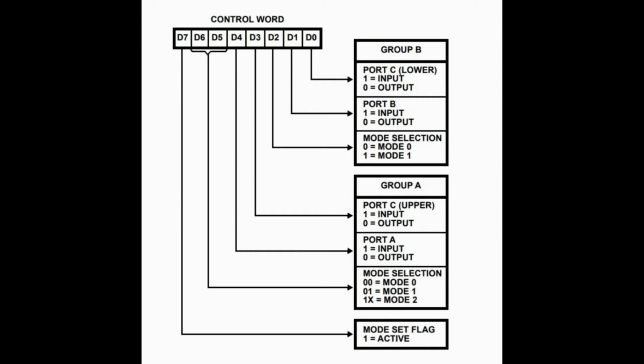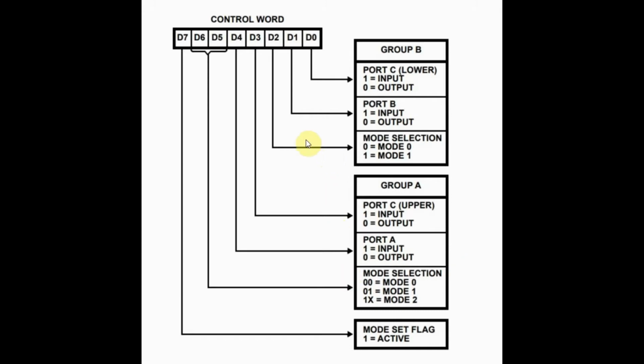In Mode 1, ports A and B are strobed I/O ports. In other words, ports A and B can use some of the pins of port C for handshaking. Mode 1 is useful if we want to interface more complex peripherals. Mode 2 is similar to Mode 1, but now we have a bidirectional bus.